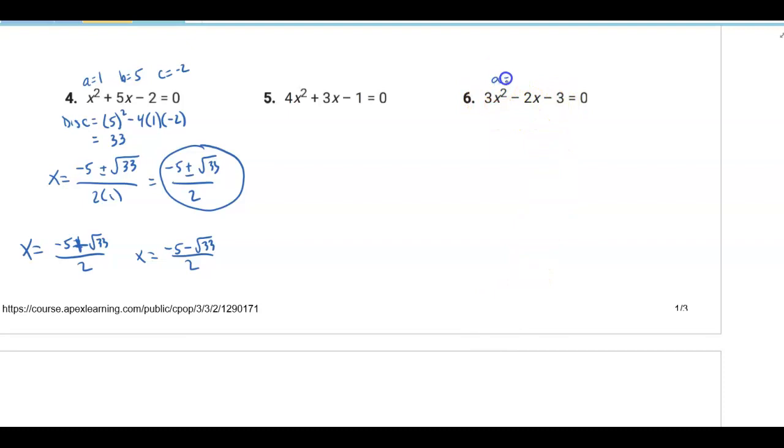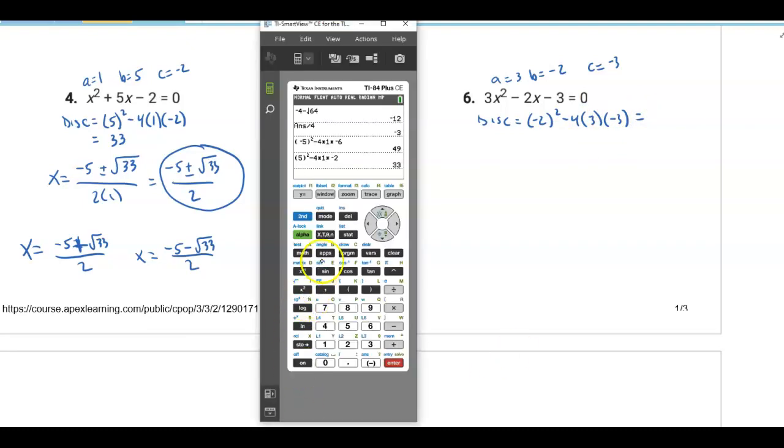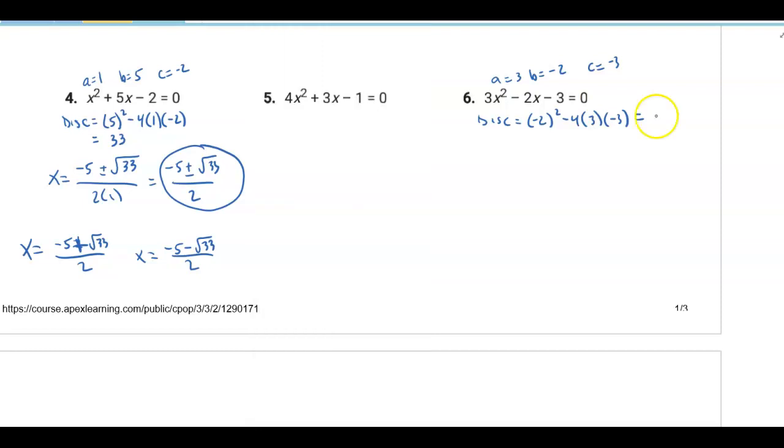Right away I find a is 3, b is -2, c is -3. So, I evaluate the discriminant. -2 squared minus 4 times 3 times -3. What is this going to give me? When I pull out my calculator, I'm going to get negative 2 squared minus 4 times 3 times negative 3, and right away I get 40.